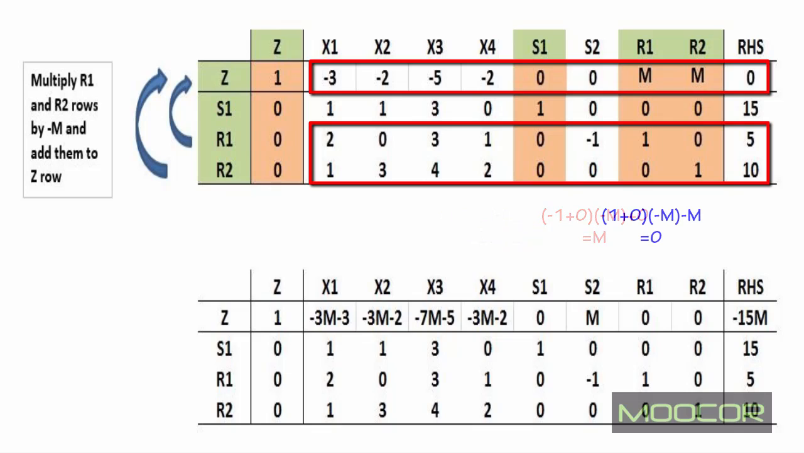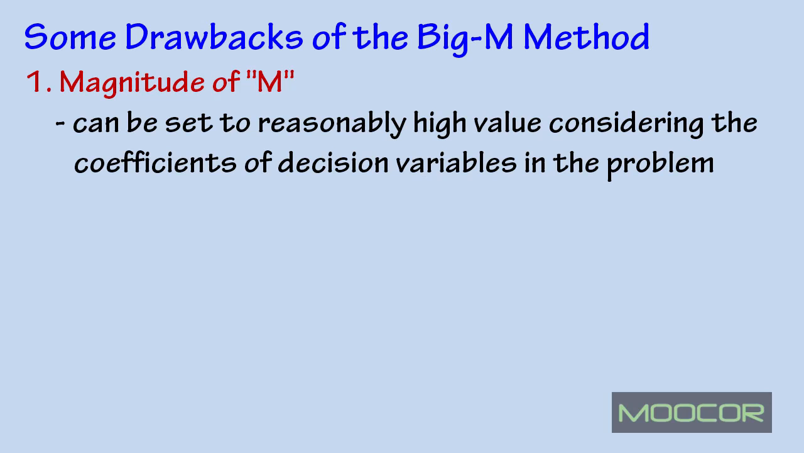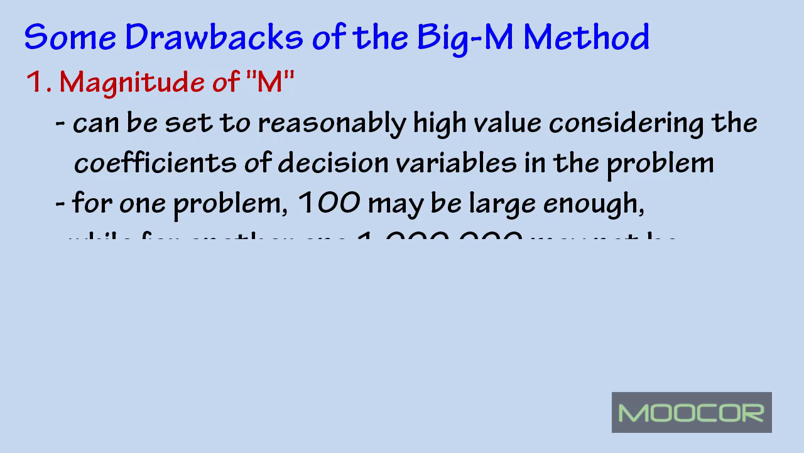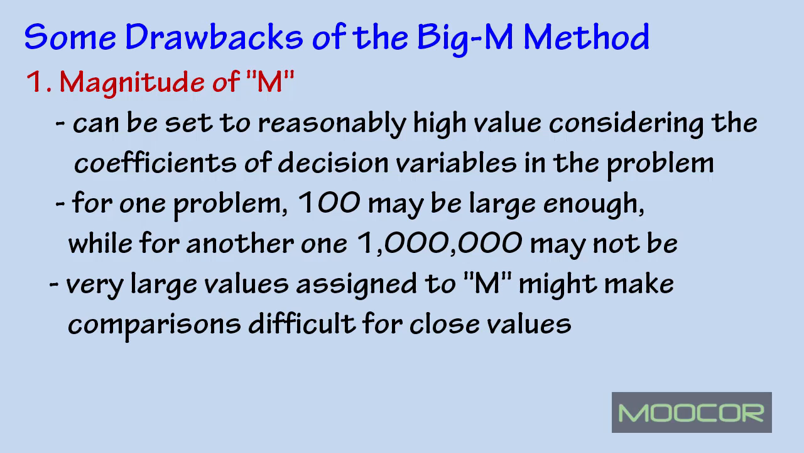Just like any other procedure, Big M has its own strengths and weaknesses. Some of the drawbacks of this method deal with the magnitude of M that can be set to a reasonably high value considering the coefficient of the decision variable in the problem. For one problem, 100 may be large enough. For another problem, 1 million may not be. And these very large values assigned to M might make comparison difficult for close values considering the error on the decimals.